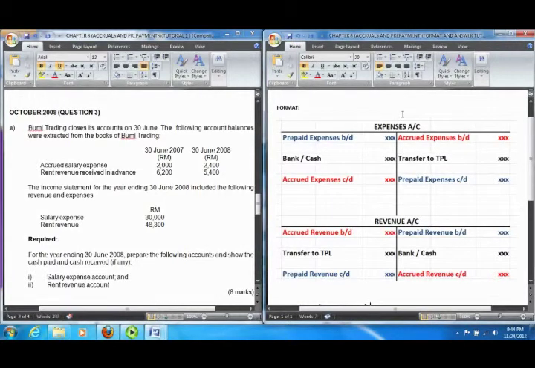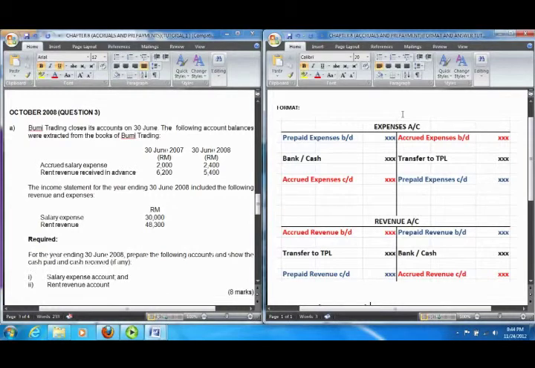If the question gives you the information at the beginning of your accounting period, is your expense prepaid or accrued? In the case of prepaid expenses, you need to record your BD on the debit side. However, in the case of accrued expenses, you need to record it on the credit side of your expenses account. So that is your first item.